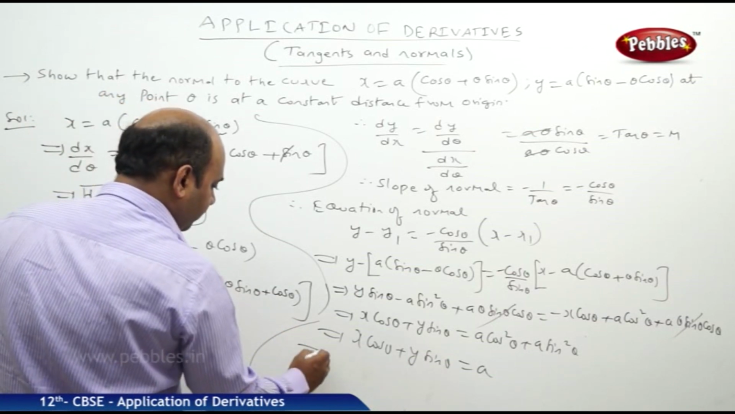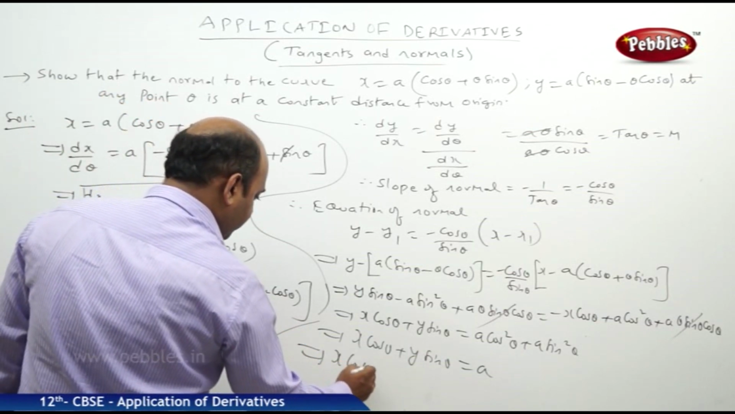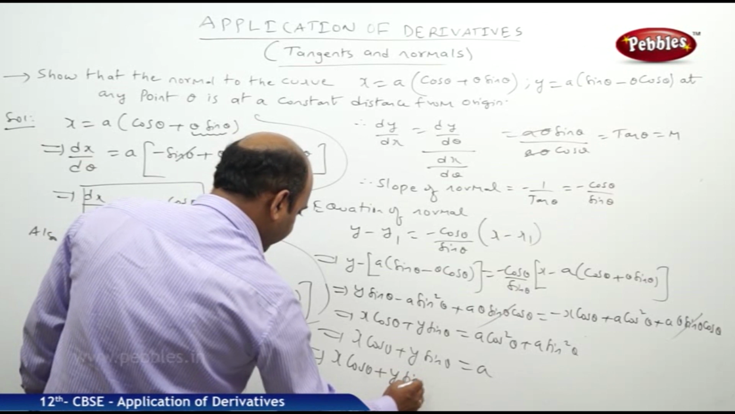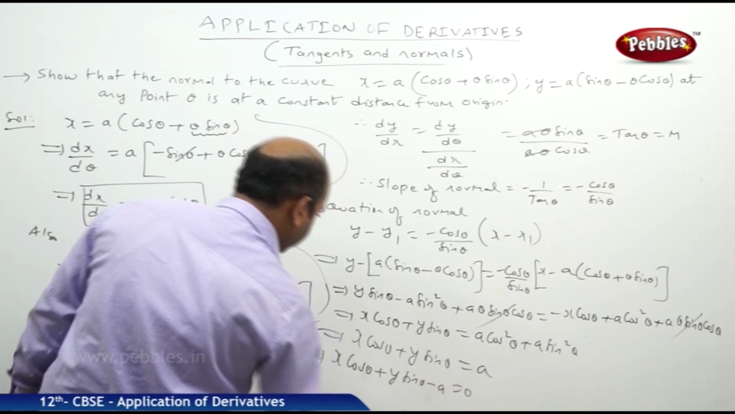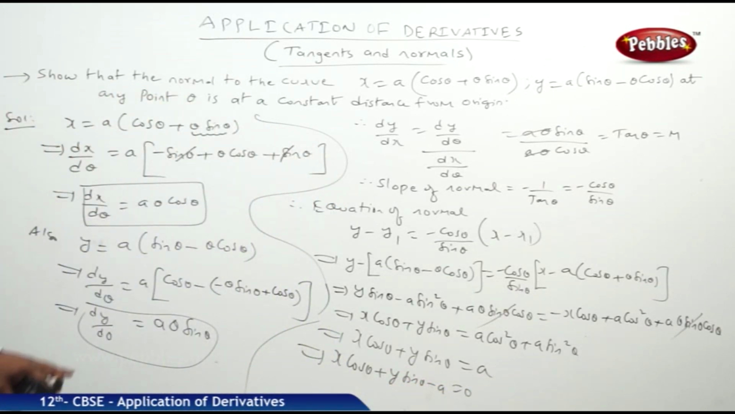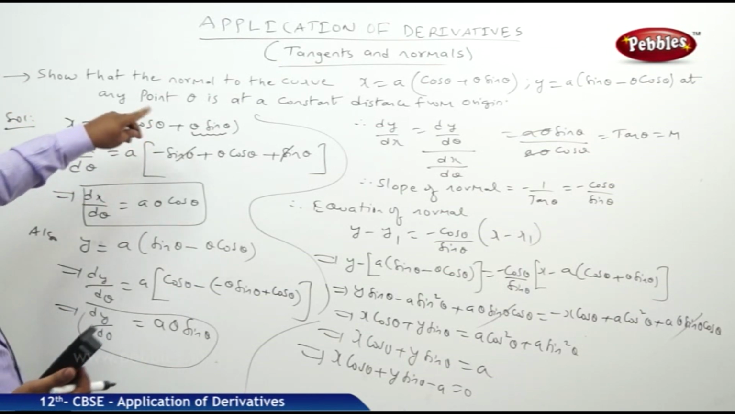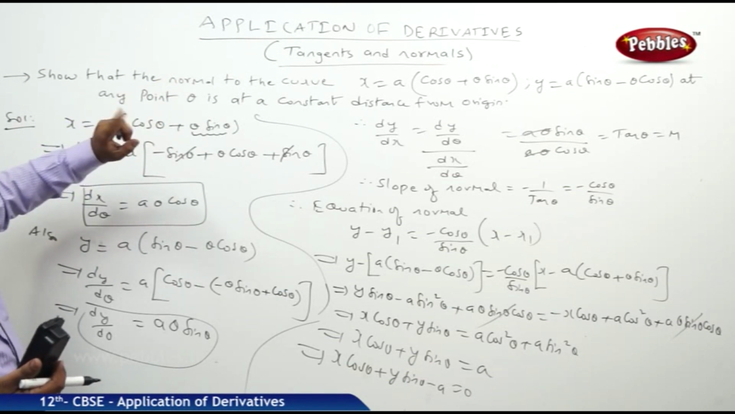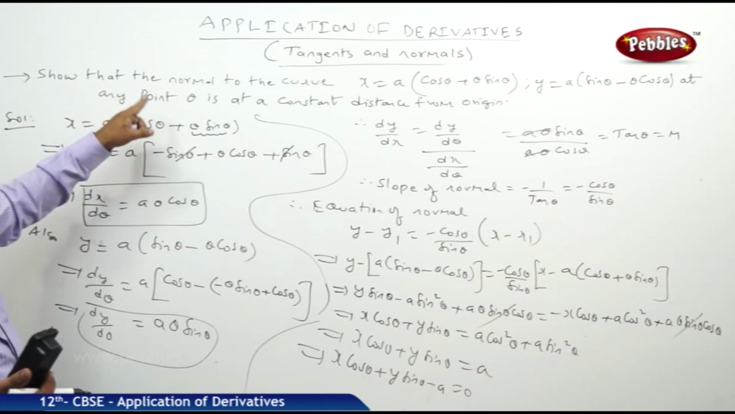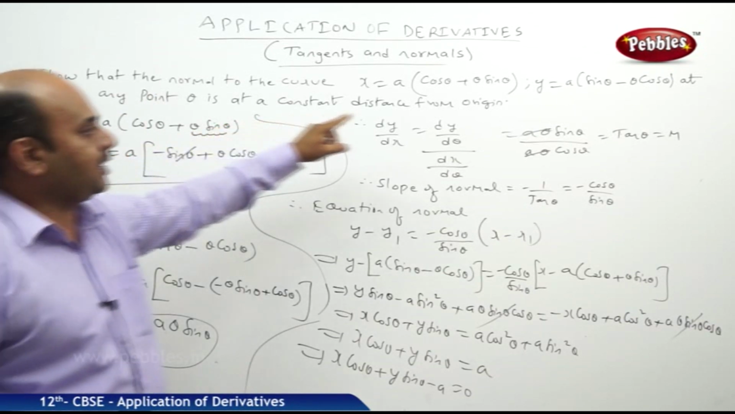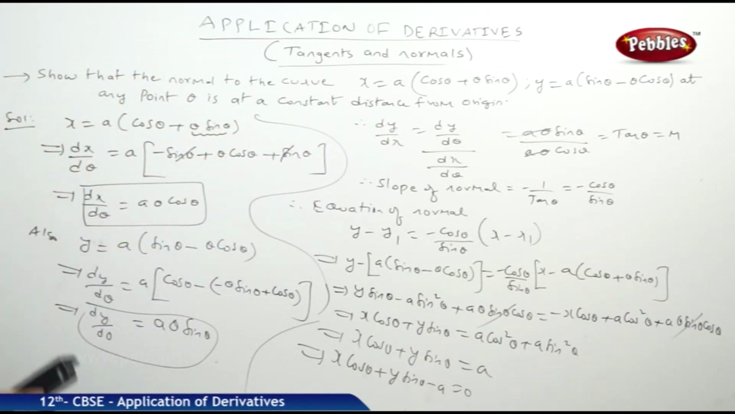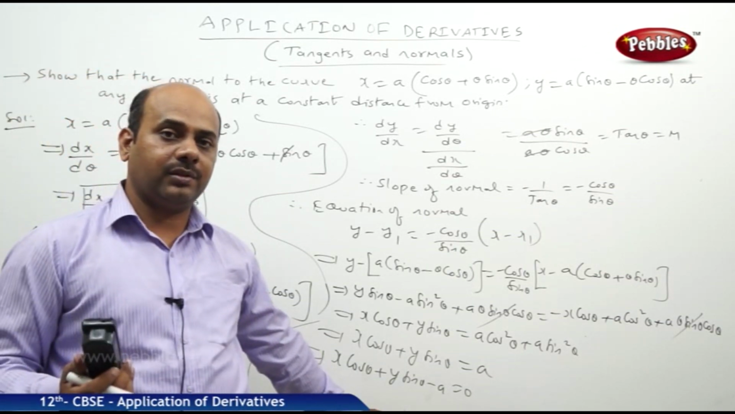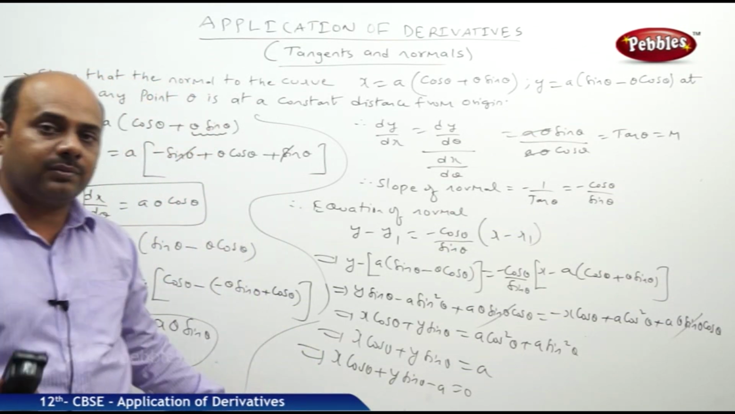So finally what will be our equation? X cos theta plus y sin theta minus a equal to 0. So what is this equation? This is the equation of the normal. But what is asking? We need to show the equation of the normal at any point theta is at a constant distance from origin. Is at a constant distance from origin means we need to apply distance formula. What is our distance formula?